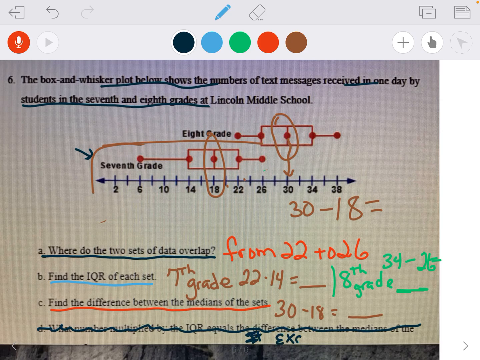So write skip. No, let's use a different word. Let's write excused for letter D. So letter D, you write excused. You'll get all your points on that one. So good luck. Let me know how I can help.